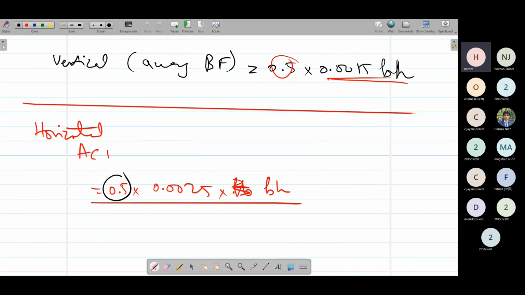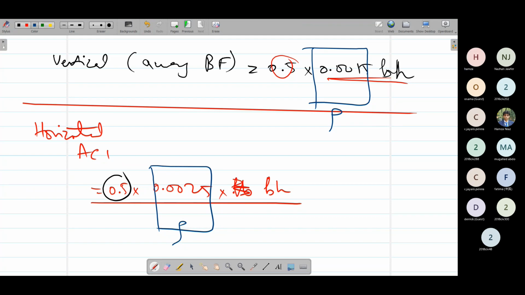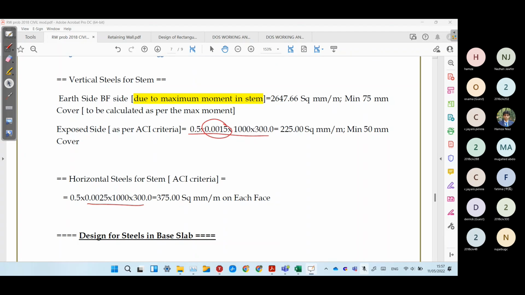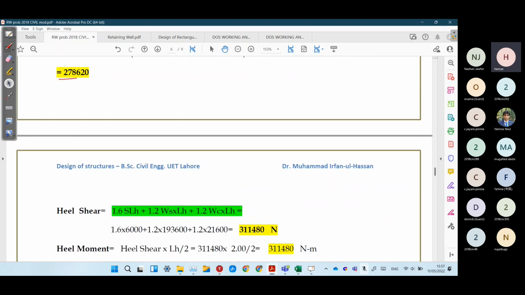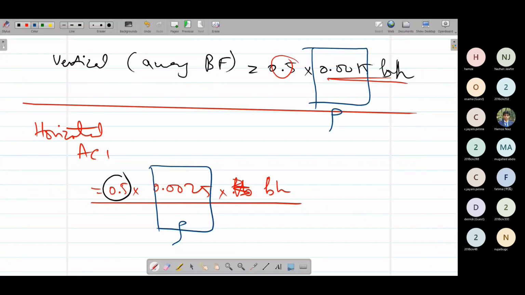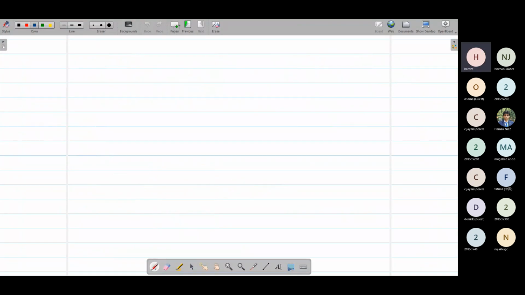Just remember, for horizontal steel our rho value is 0.0025, and for vertical steel our rho value is 0.0015. The rest, BH, is the same. Any issue in this? No, bro. This way we can design the whole stem. So after designing the stem, we are going to move towards the heel.